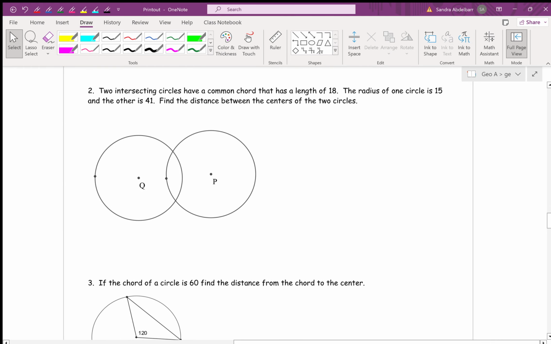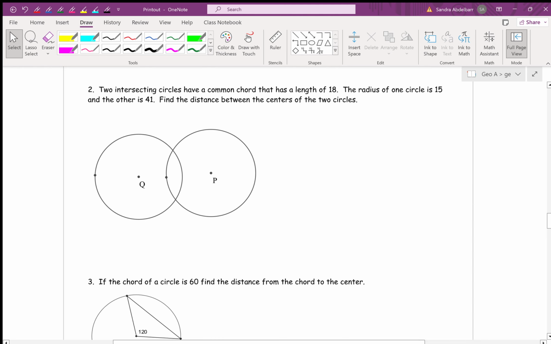All right, so in my opinion, number 2 would be a great assessment question. It'd be a great test or quiz question. Two intersecting circles have a common chord that has a length of 18. The radius of one circle is 15 and the other is 41. Find the distance between the centers of the two circles.